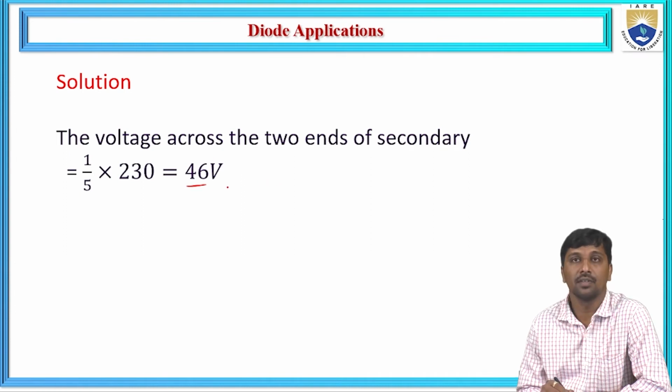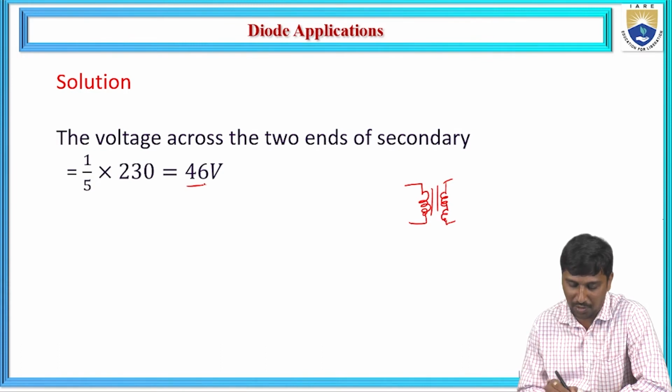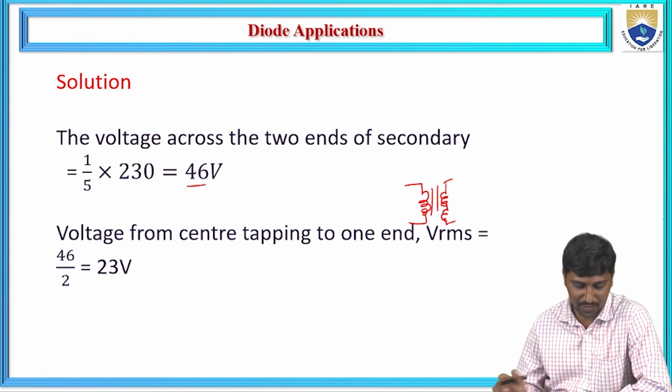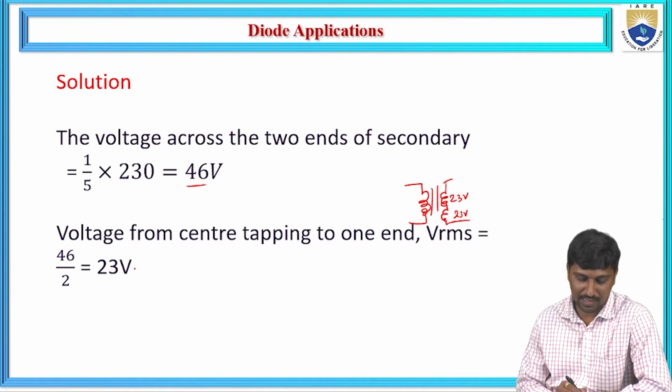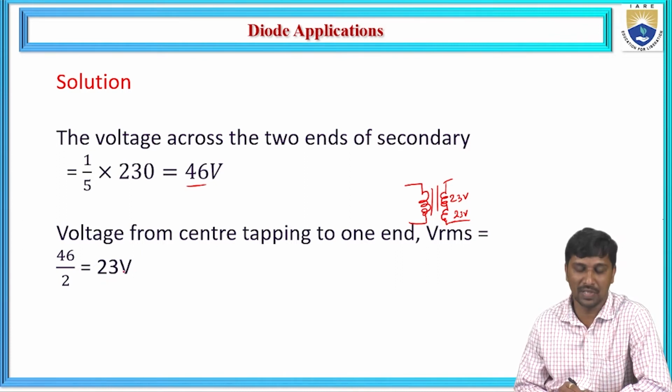But if you observe the center tap transformer, we have two secondary windings. So we need to divide by half again, for across each secondary winding. The first half contains 23 volts and the second half contains another 23 volts. Hence each secondary winding produces 23 volts VRMS.